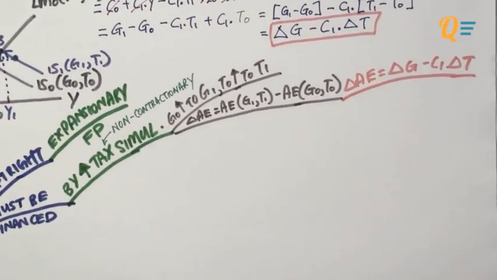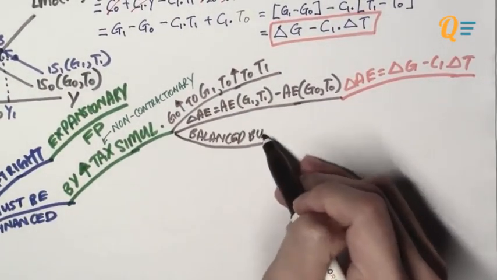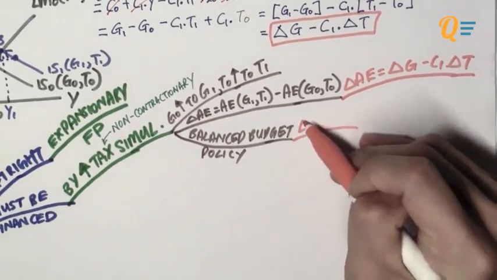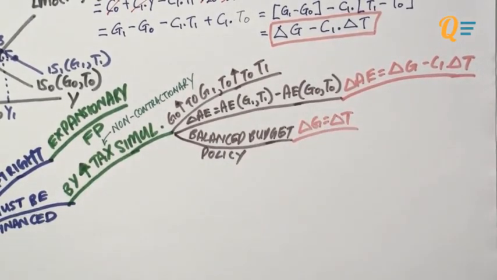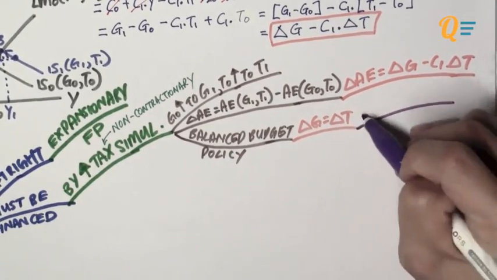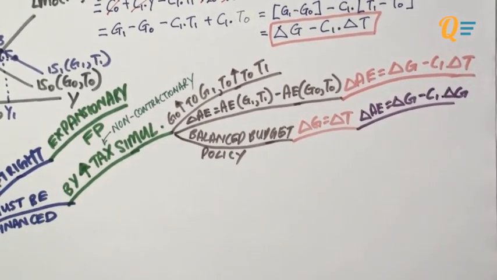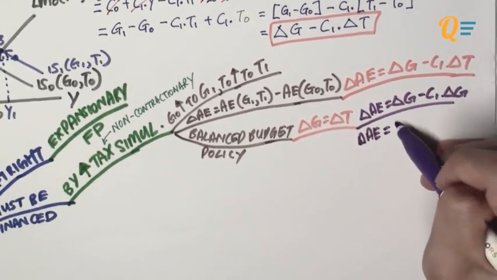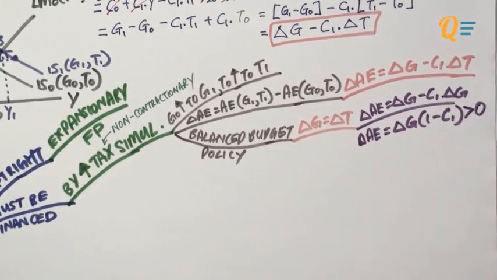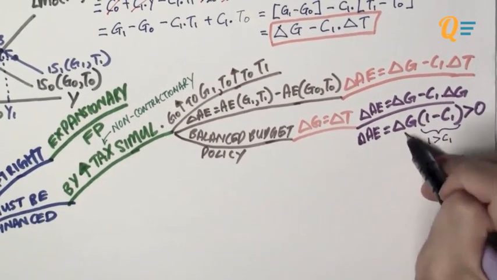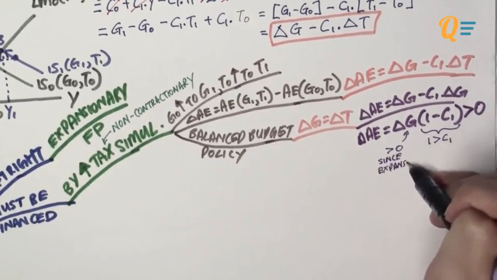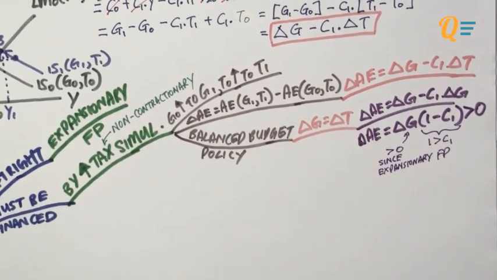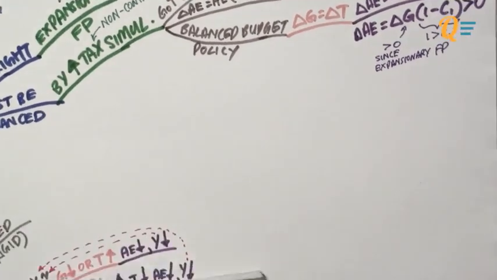Okay, some of you might be wondering, what if the government adopts a balanced budget policy, where the change in G is actually equal to the change in T? Well, let's take a look at the formula to find the change in aggregate expenditure. Okay, so what we're going to do is replace the change in T with the change in G. So I'm going to factorize out the change in G and I'm going to get this. And this is definitely going to be more than 0 because 1 minus C1 is going to be more than 0, since C1 is a figure that's less than 1. And the change in G is going to be a positive figure because this is an expansionary fiscal policy, right? So even with a balanced budget policy, the change in aggregate expenditure is still positive, which means that the IS curve will still shift to the right.